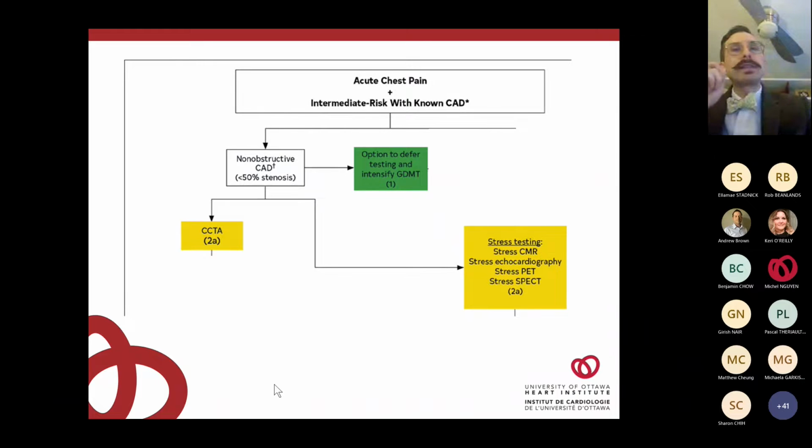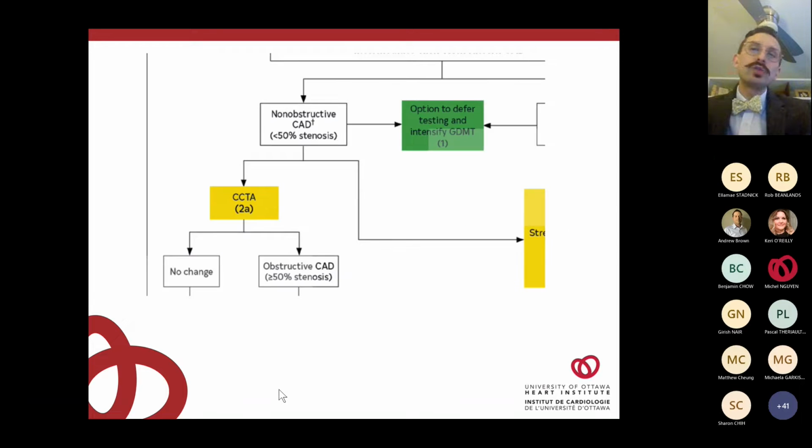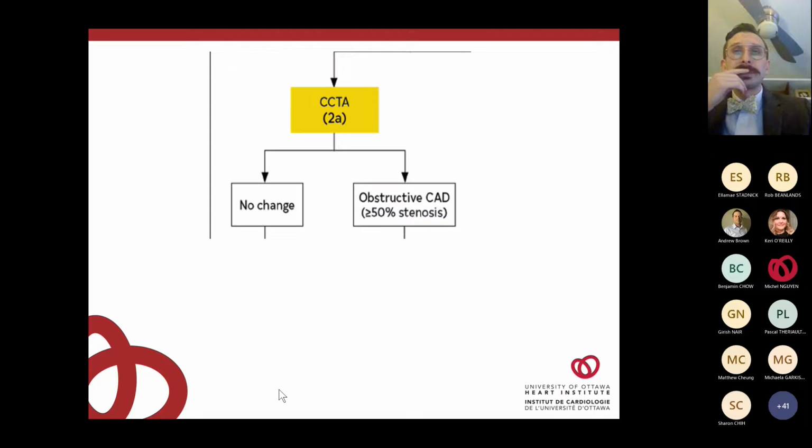If they have a less than 50% stenosis, we go down the left of this diagram. Again, there's a Class 1 option to defer testing and intensify their medication regimen, and otherwise there's a 2A recommendation for either cardiac CT or stress testing.